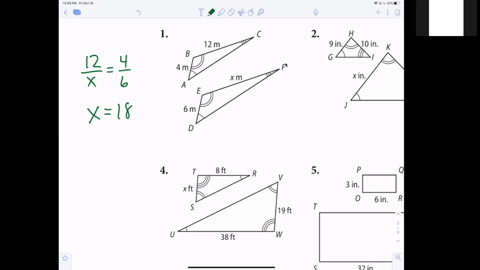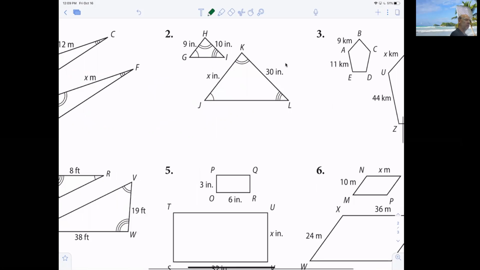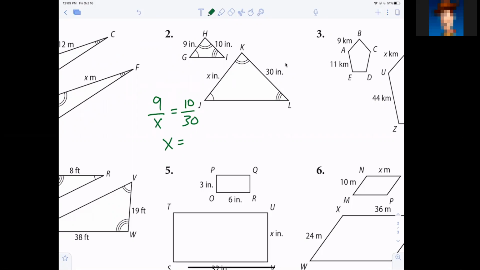Yeah. All right. Now this is the 10th problem now. You should be getting it. All right, Zeb, you're up. Number 2, set it up for me. So do you put 9 over x? Good. And then 10 over 30? Good. Cross multiply, divide. Tell me the answer. X equals 27.